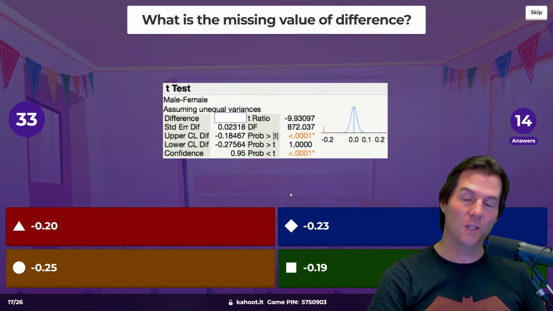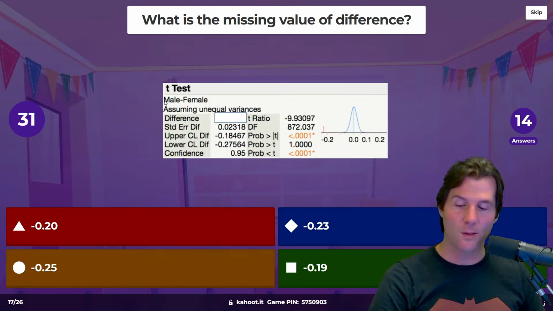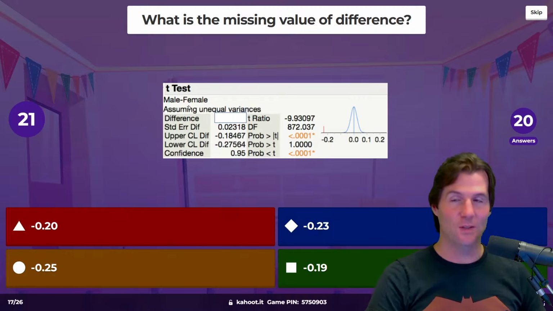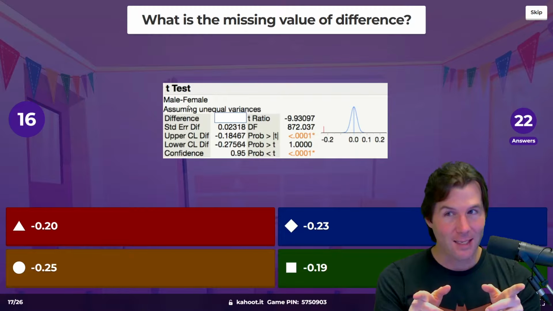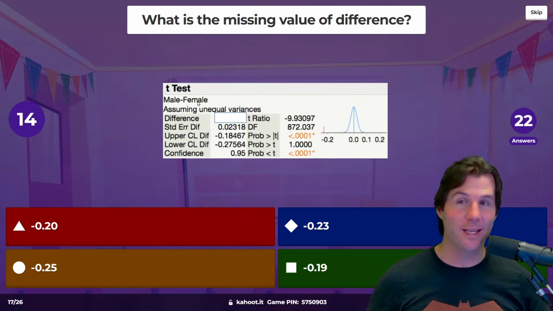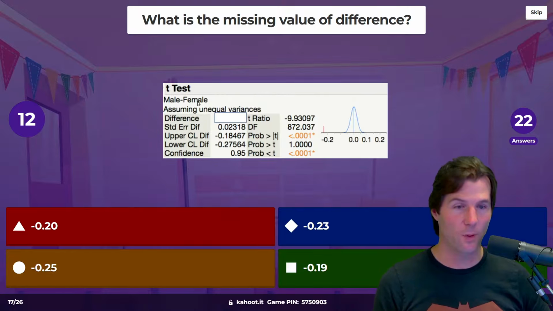So since the difference is negative, what does that mean about male or female GPAs? We observed what? Since the difference was negative, remember it was like negative 0.23. What does that mean about the difference in GPAs? Exactly. Because when the difference is negative, the second mean was higher in the sample.